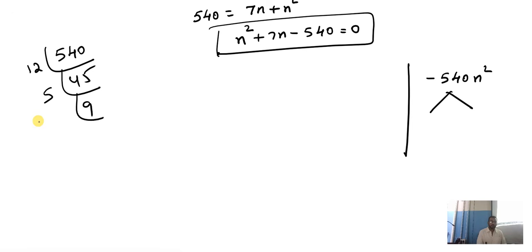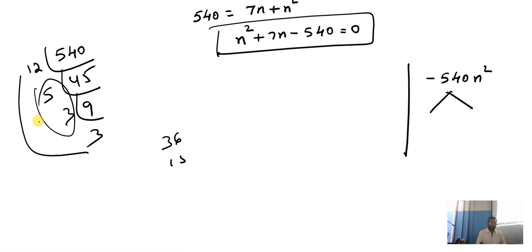3 threes are 9. Okay. Take one more factor if you want. Check now. 5 threes are 15, 12 threes are 36. 36 minus 15 is 21. 6 minus 5. 21. We are not getting any other factor.